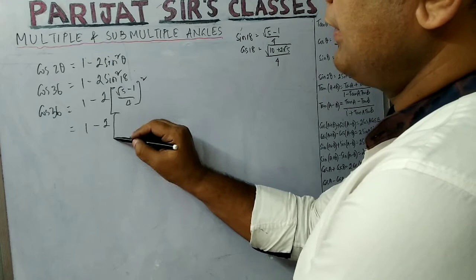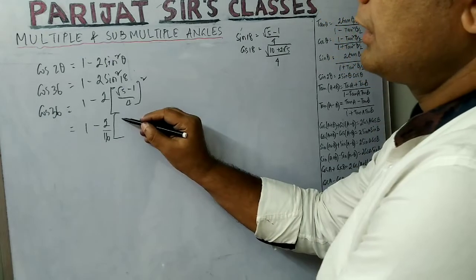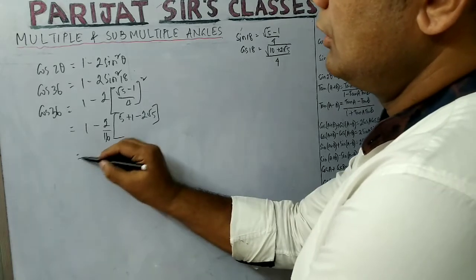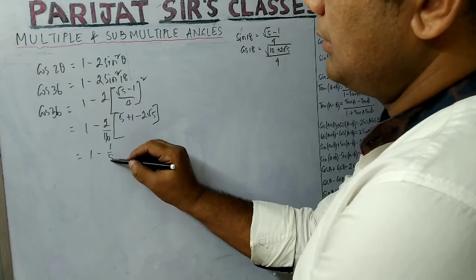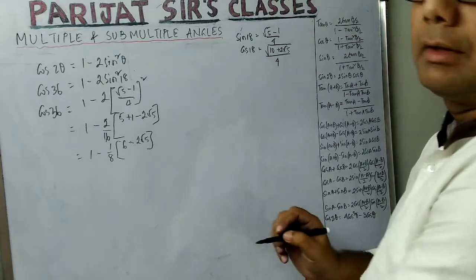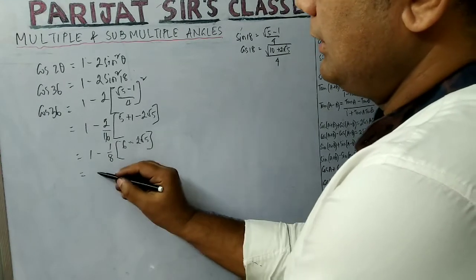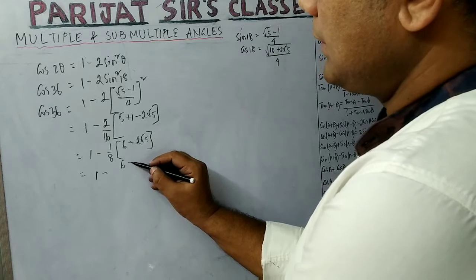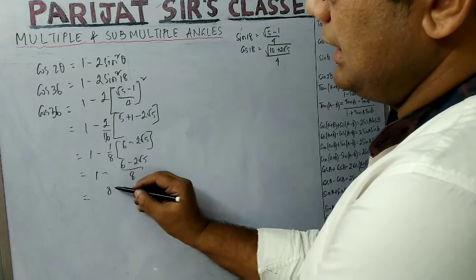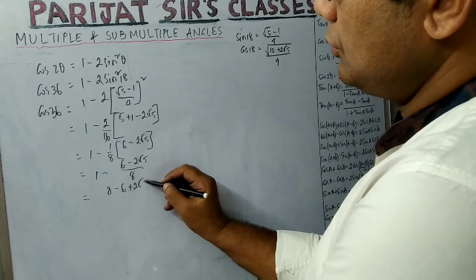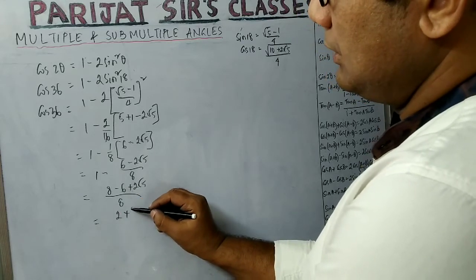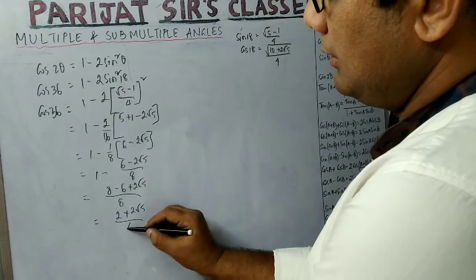So this is 2 and this is 16. This becomes 5 plus 1 minus 2√5. Okay. So this is 1 minus 1 by 8 times (6 minus 2√5). Clear? So it is 1 minus (6 minus 2√5)/8. So taking the LCM, (8 minus 6 plus 2√5)/8. So it comes out to be (2 plus 2√5)/8.